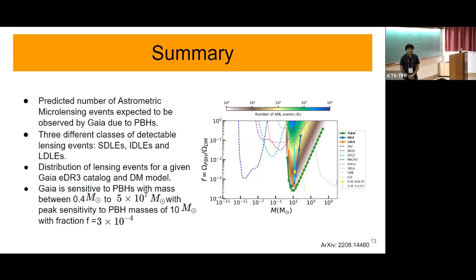Very nice talk. So my question is, on this plot, what is limiting Gaia from setting constraints to the left and to the right? What are the limitations?